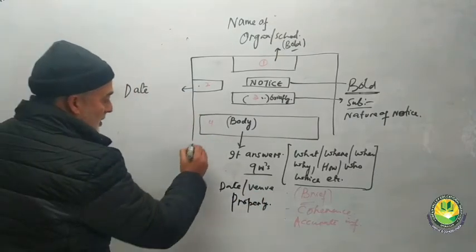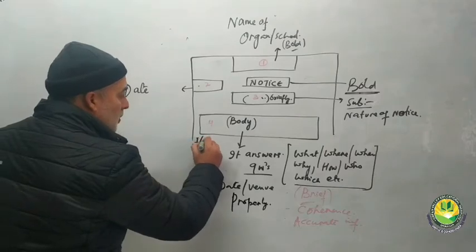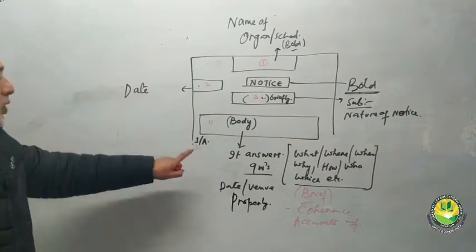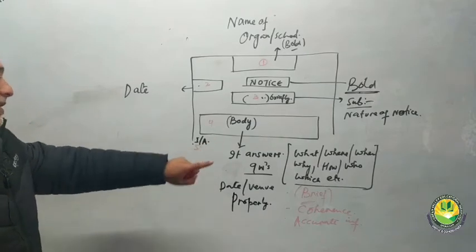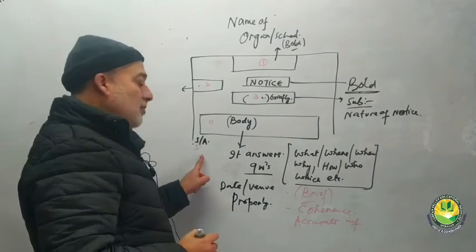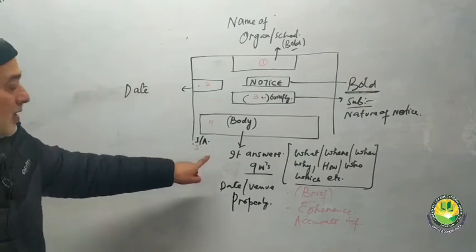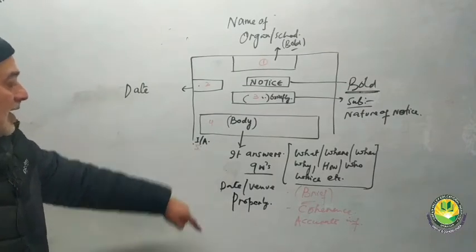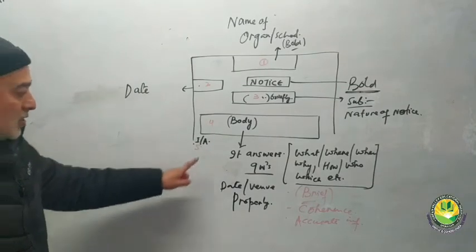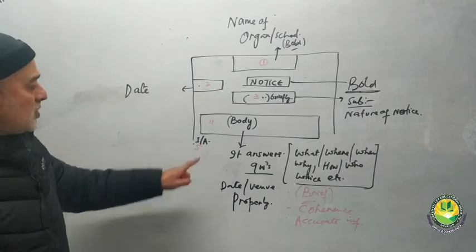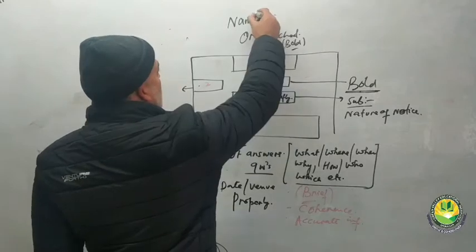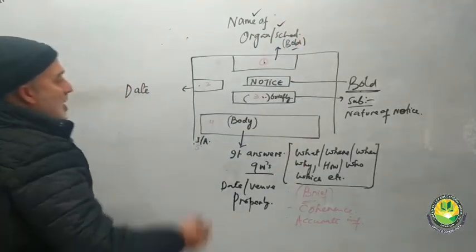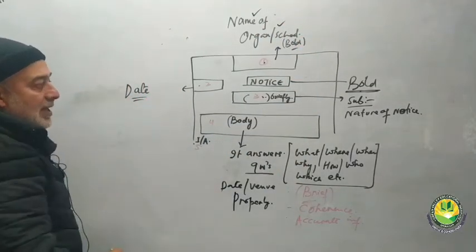And this section is issuing authority. Who is issuing these notes? Is it from the principal? Is it from the account section? Is it from the HOD? Or is it from the academic head or the activity in charge? So in this section you write the name of the organization, the school. Here, write down the date line.